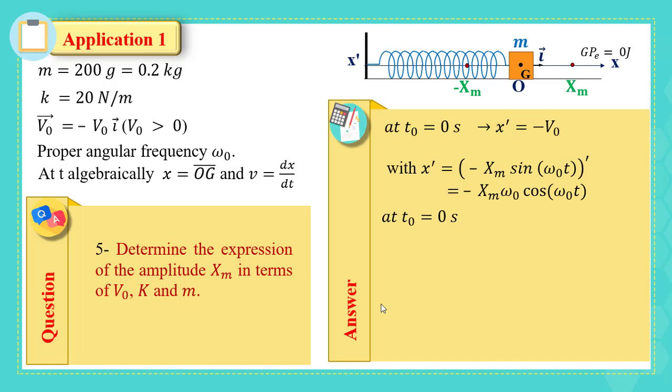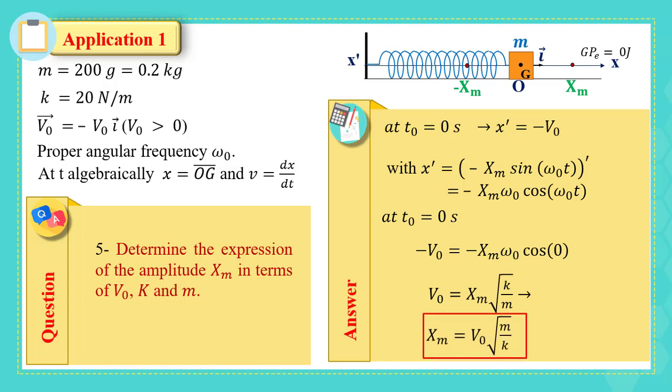Then we will have minus v0 equals minus xm omega 0 cosine 0, where cosine 0 is 1. Then we can write it as v0 equals xm radical k over m. Then xm is v0 radical m over k. This is the end of the application of part 3.